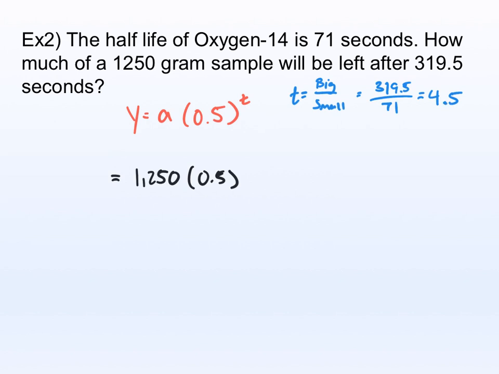I know the answer because I typed it in. You should get out 4.5. Okay? So that means your t value here is really 4.5. Okay? So as I would do here, I would go 0.5 in parentheses raised to the 4.5 power. Okay? And then I would multiply that answer by 1,250. And you should get out 55.24 grams.